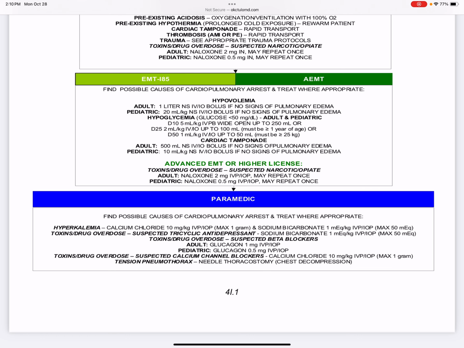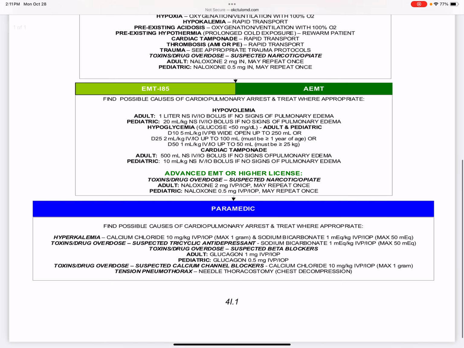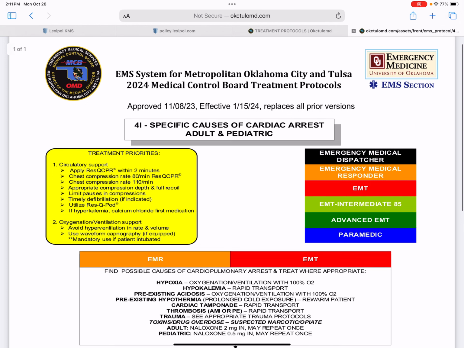I won't dive too deep into that. So just a little refresher, paramedics, if it's hyperkalemia, you're going to give calcium chloride and sodium bicarbonate. For a tricyclic antidepressant, you're just going to give sodium bicarbonate. For suspected beta blockers, you're going to do glucagon. And then for suspected calcium channel blockers, you will just give calcium chloride. And that's going to be it for that one.